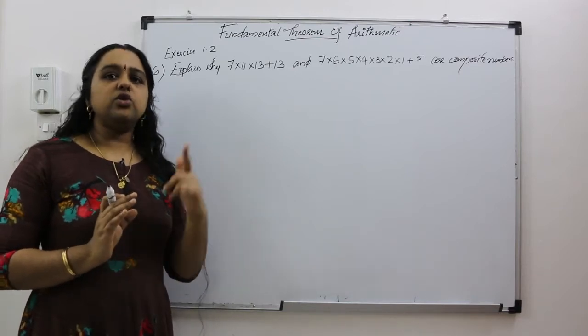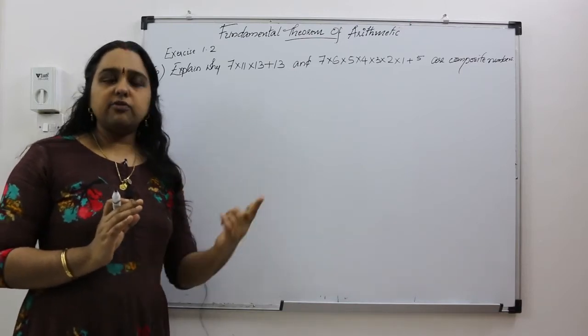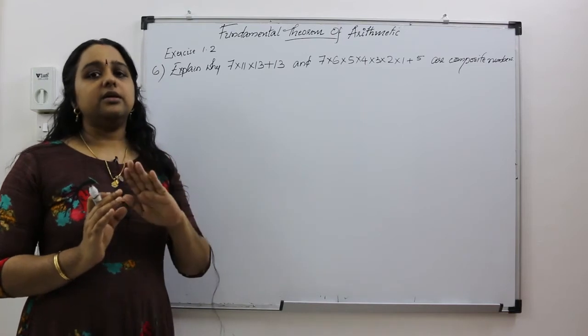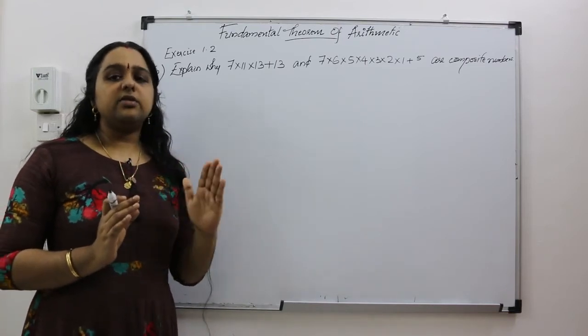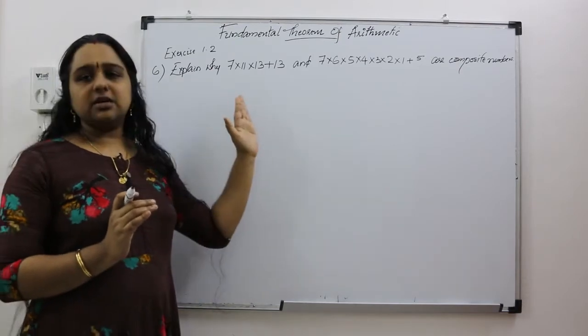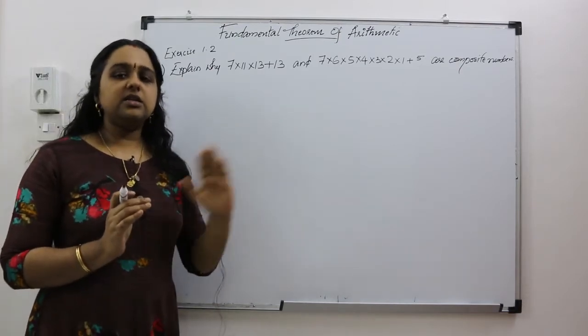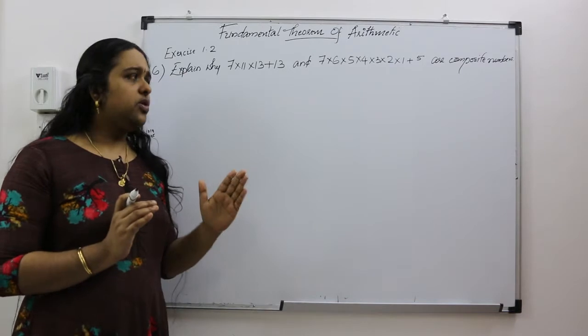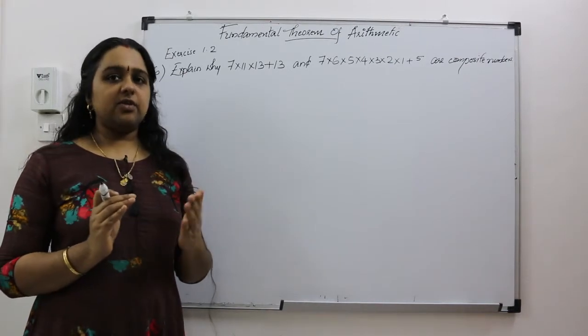6 is 2 into 3. So there is no factor of 5 there, so that term will never end with digit 0. That is the solution. I am not going to discuss that again because we have done a similar problem in our previous video. You can just check that video.